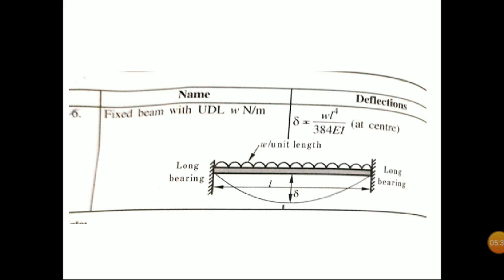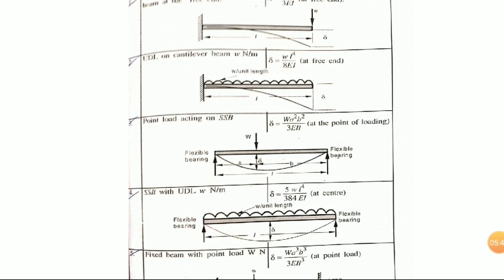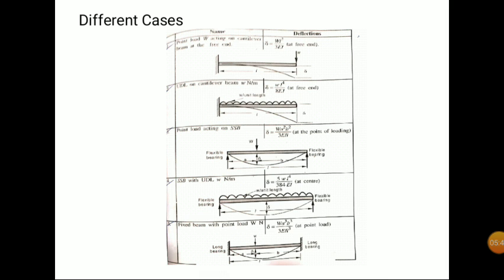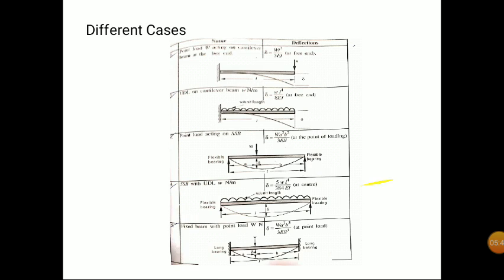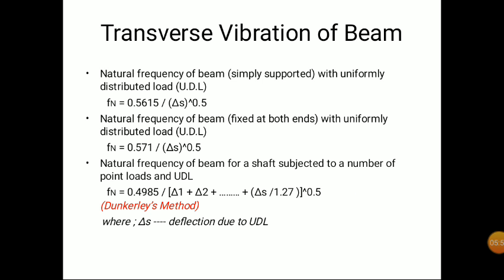And for a fixed beam with UDL, the 5 is replaced, and it becomes 5 WL raised to 4 by 384 EI only. So these are the different cases. You have to remember all these cases, means the problem is asked based on these equations. So next we are discussing a problem.